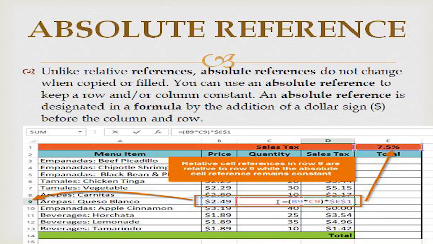How are we getting the sales tax amount? We are adding 7.5. That constant cell is there, 7.5 percentage. So equal to B9. B9 means this one, $2.49 into C9. C9 means quantity. How much quantity you are taking? Bracket close, and into $E$1. That means we are using the dollar symbol here. When you are using the dollar symbol, it will indicate the absolute reference.